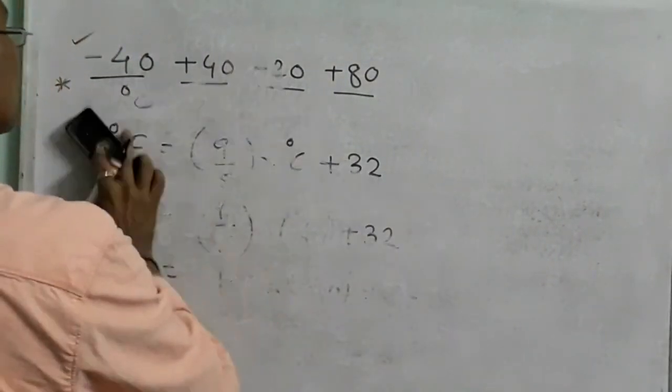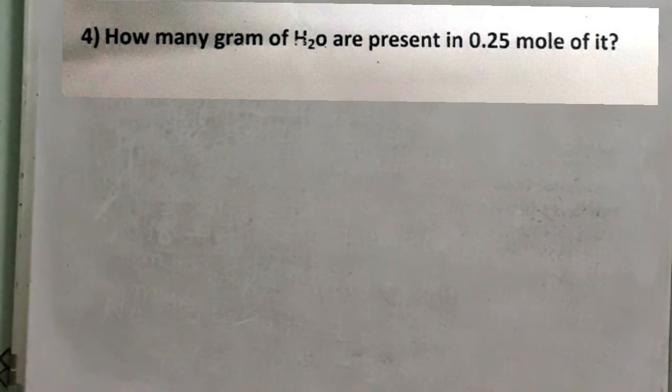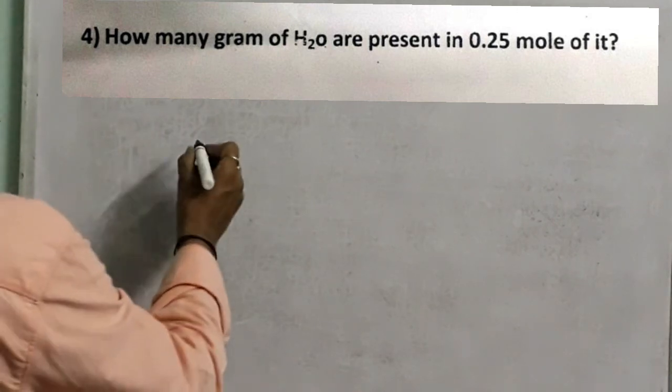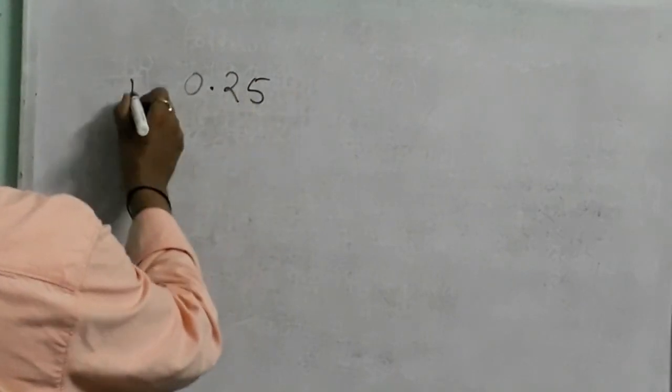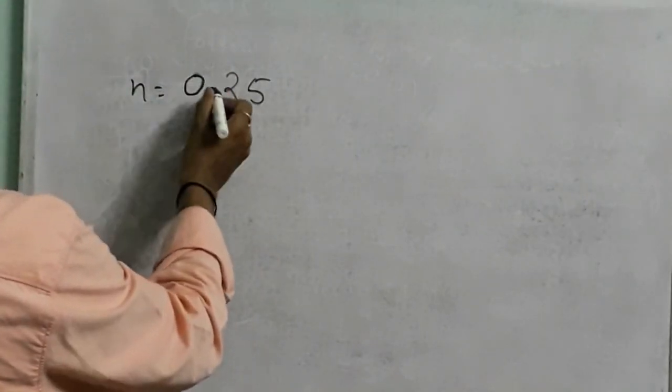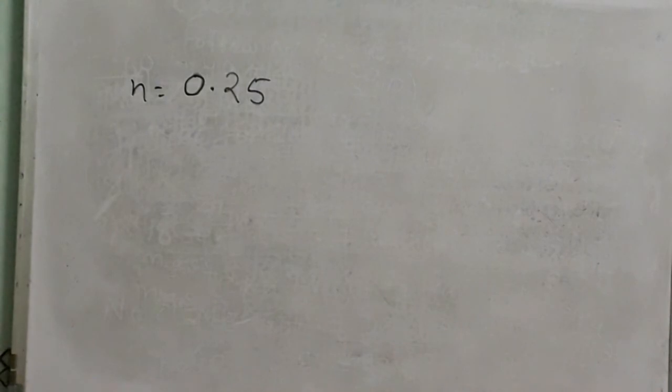See now. 0.25 mole of it. How many gram of water are present in 0.25 mole of it? So he has given the moles of water, 0.25 moles, and he wants to know how many molecules of water are present or how many gram of water. From the gram you can also find the molecules later. The number of moles given is 0.25, and how many gram of water are present in this.